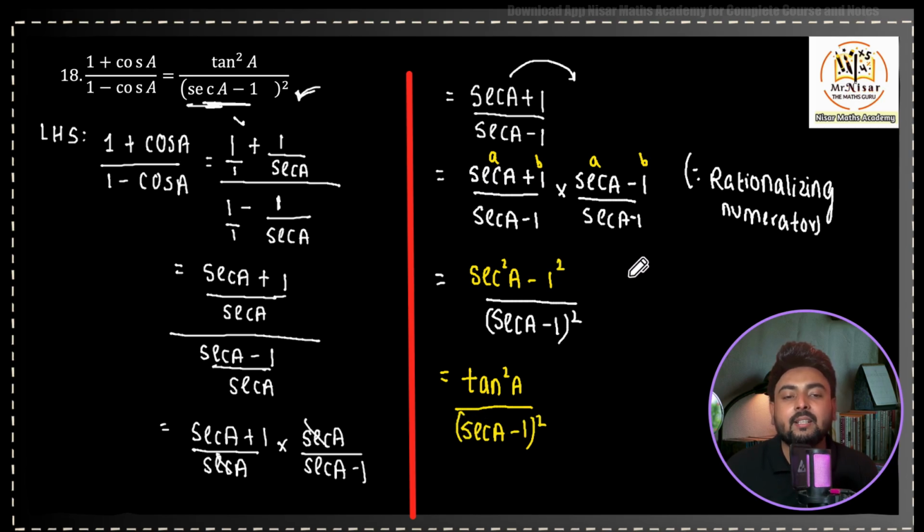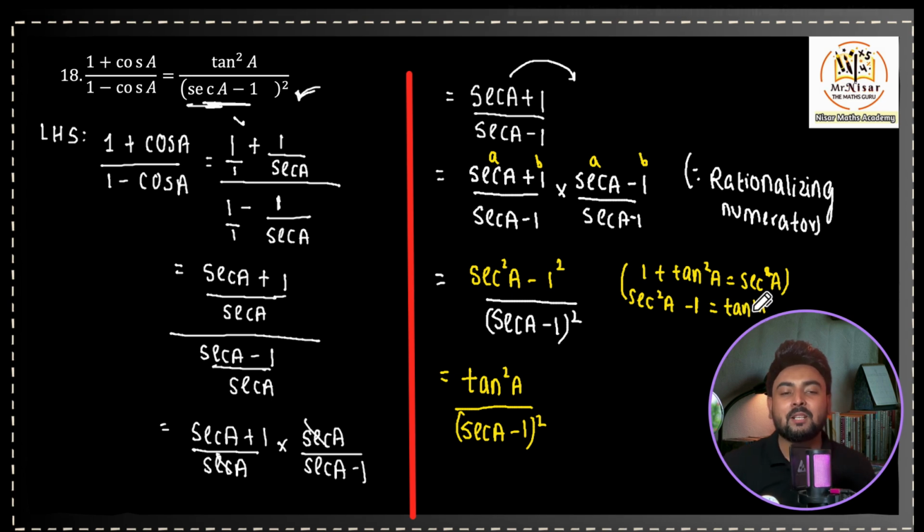Okay, this identity is very important. What is the identity? 1 plus tan square a is sec square a. Correct? So the 1 will go to this side, becomes minus 1. So what will remain here? Tan square a. Yeah, I hope it is quite clear to you. Let's go ahead for the next question.